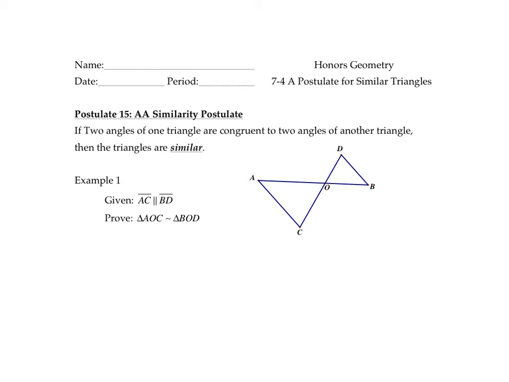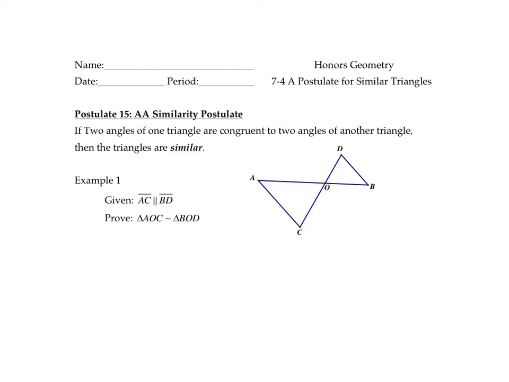In today's lesson from section 7-4, we're going to take a look at a postulate for similar triangles. So we've learned how to prove whether two polygons are similar by showing that all pairs of corresponding angles are congruent and all pairs of corresponding sides are in proportion to each other. But that seems like a lot of things to prove when it comes to just showing that two triangles are similar to each other. So today and tomorrow in class, we're going to take a look at a few shortcuts.